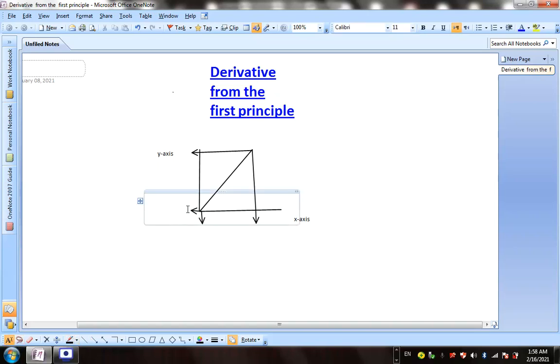And let's call this y1. And here, let's call it y2. And in here, let's call it x1. And here, let's call it x2.